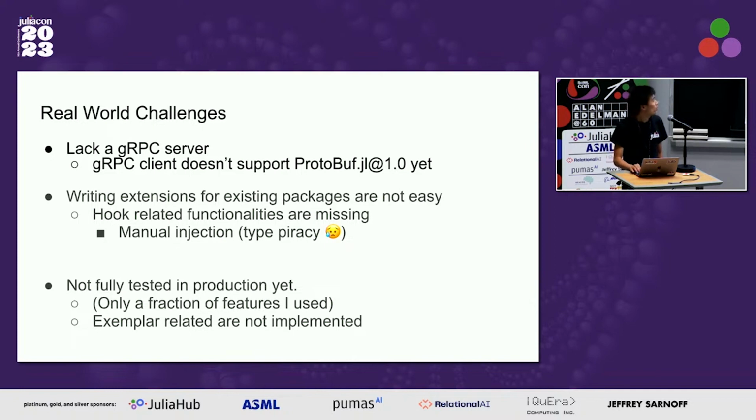The third issue is, although I have used it in production before, the newest version is not fully tested in production yet. And since I only use a fraction of the features in the latest version, I'm not sure if there are bugs in there. And also, a very important part is the exemplar related are not important. This part, I think in Python, it is also not implemented yet.